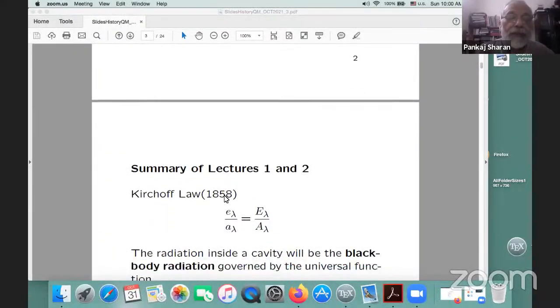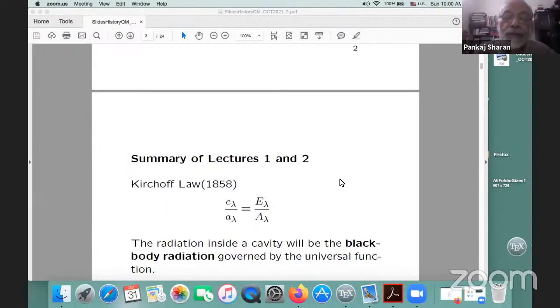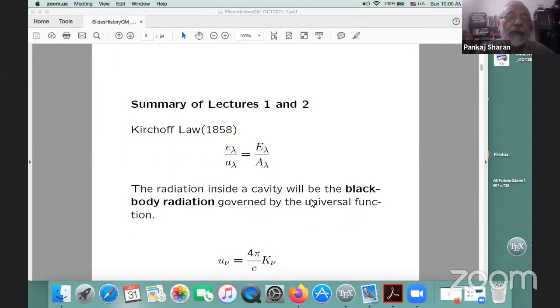In this summary, we started with Kirchhoff's law and proved that the emissive power and the absorptive power of every material have the same ratio. And if there is a body which has complete absorptivity, that is, if A is equal to 1, then its emissive power will be the universal function. It will not depend on what kind of body it is or what material it is. It is a function of lambda, the wavelength, and the temperature at which it is radiating.